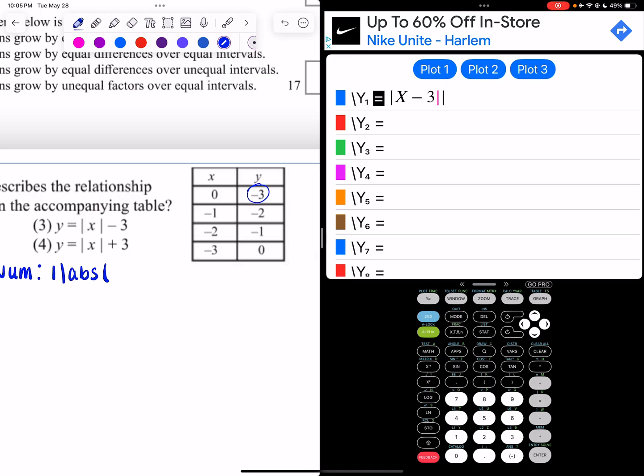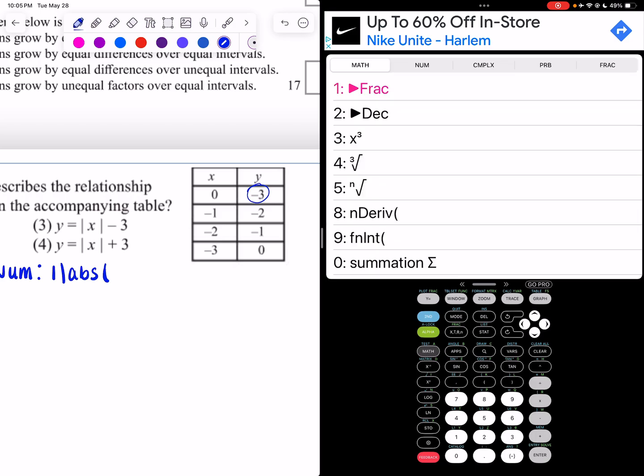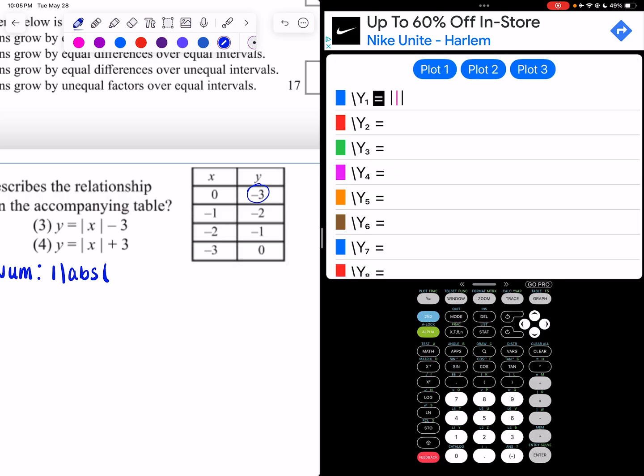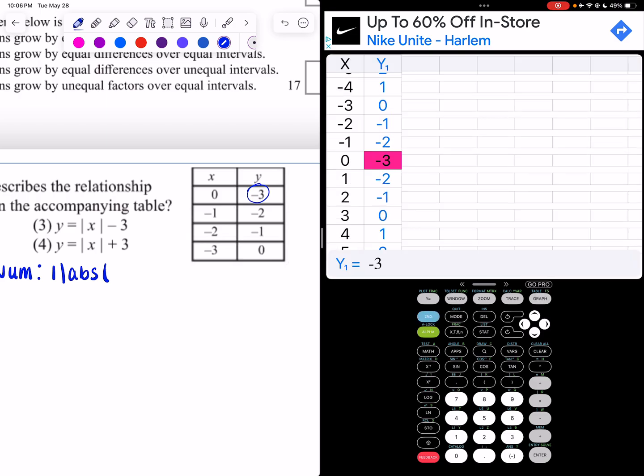In choice 3, I have y equals the absolute value of x, take away 3. So I scroll back to the right, type in x, and that minus 3 goes on the outside. Now I hit second graph. At 0, I get negative 3. At negative 1, I get negative 2. At negative 2, I get negative 1. And at negative 3, I get 0. So this is going to be choice number 3.